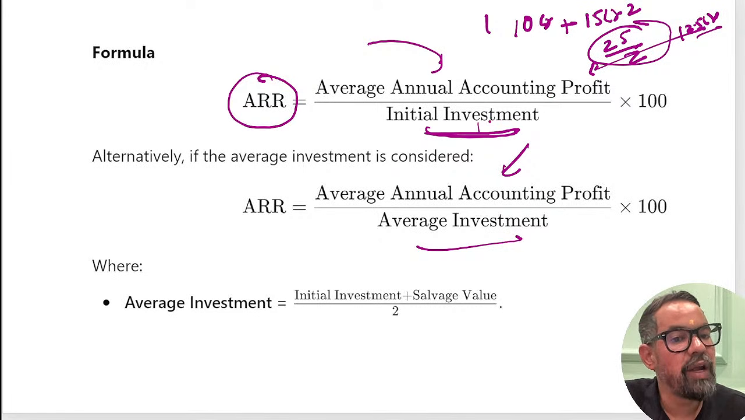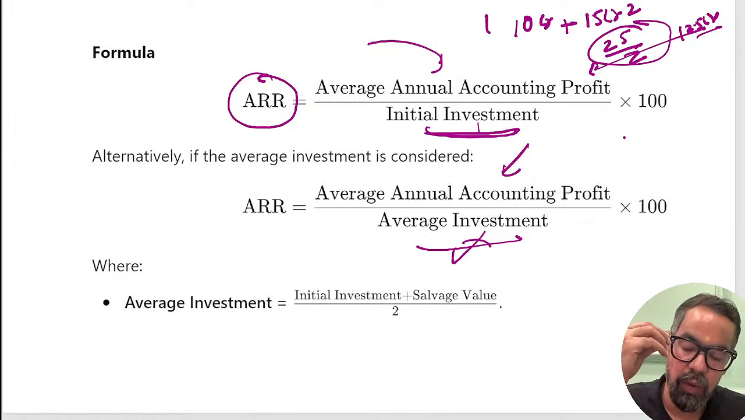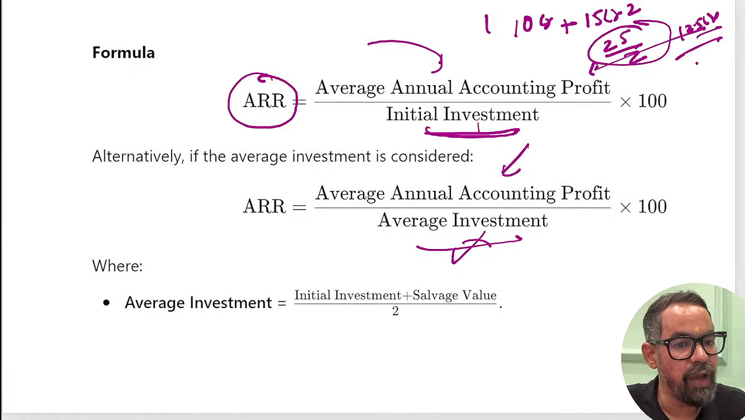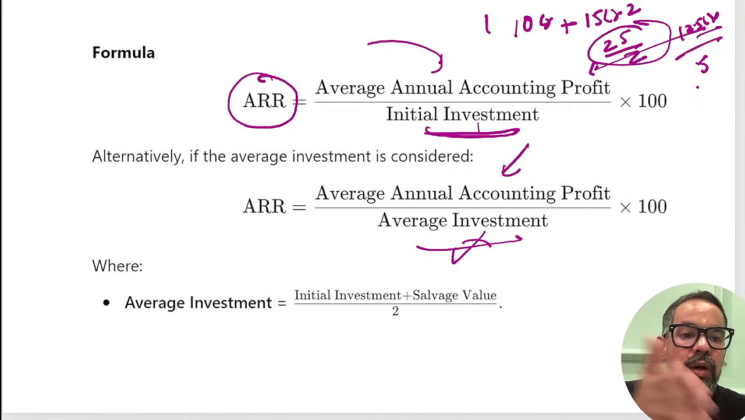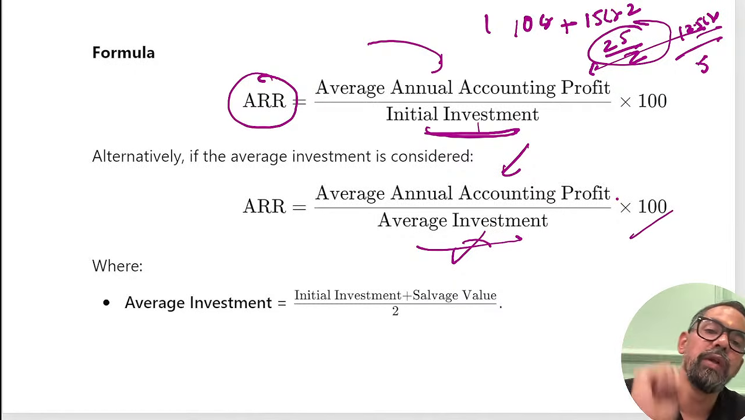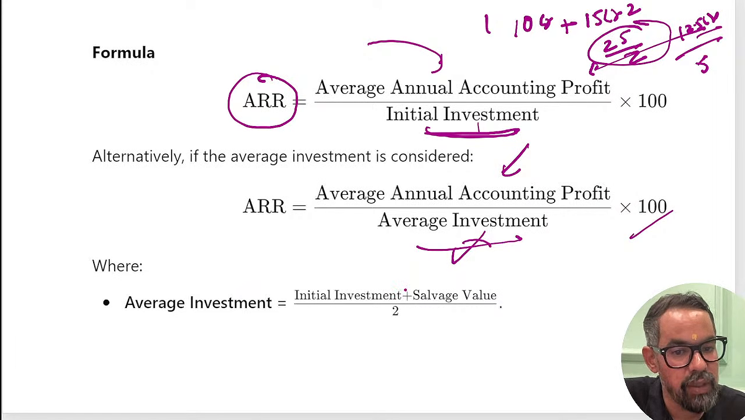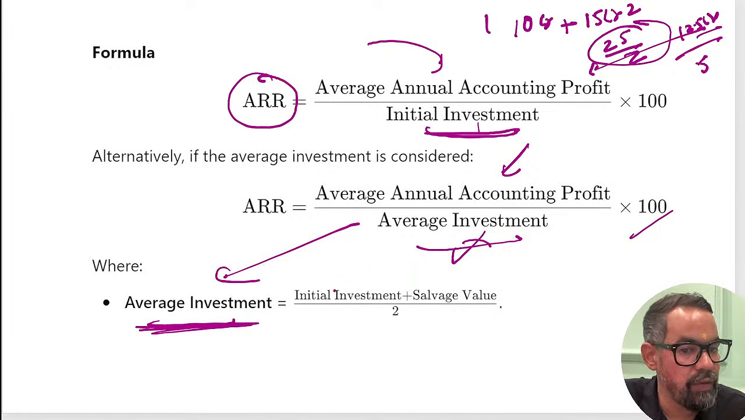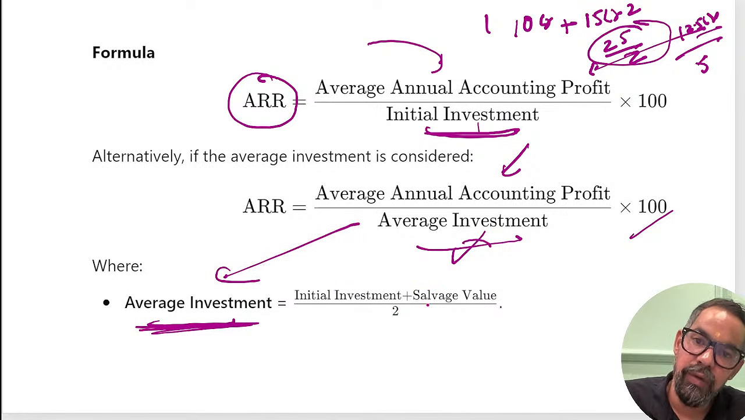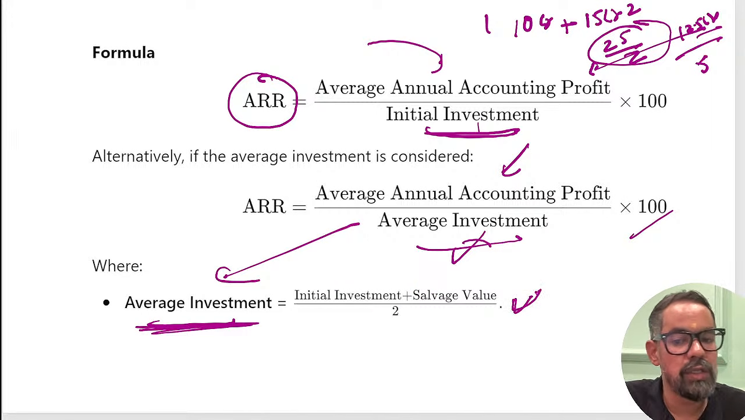Divided by average investment. Let's say we have made only an initial investment of 5 crores, or if you have invested twice or thrice, just average it out and you will get the answer. So how do we calculate the average investment? Initial investment plus salvage value, if any, divided by 2. That is the formula.